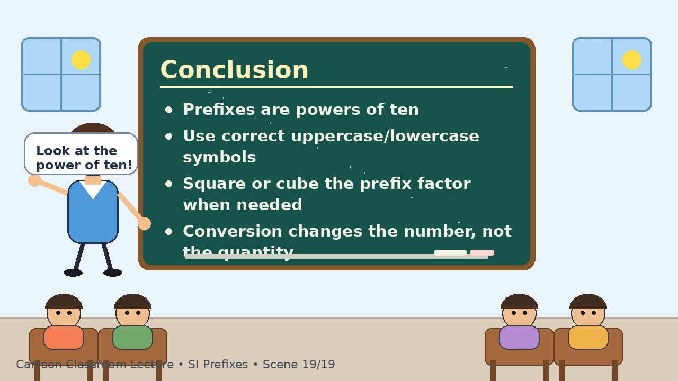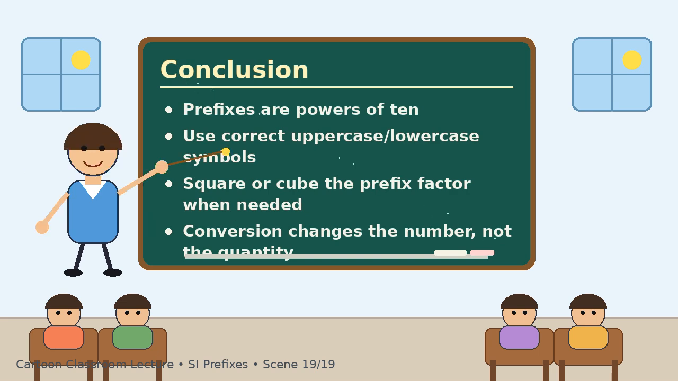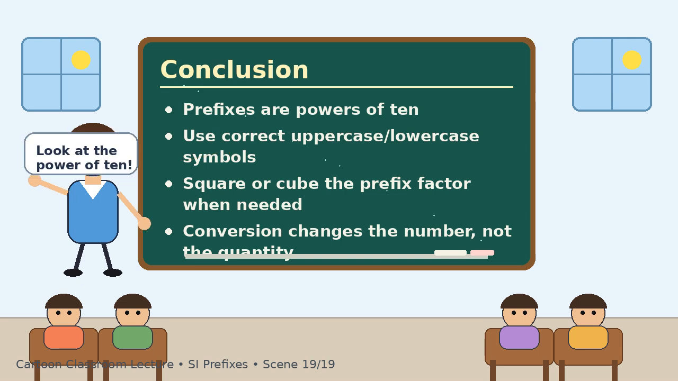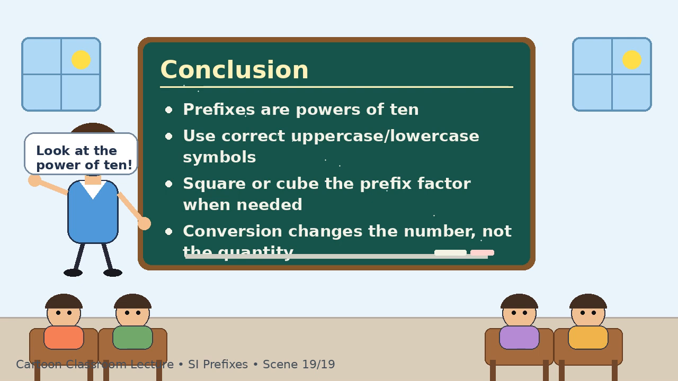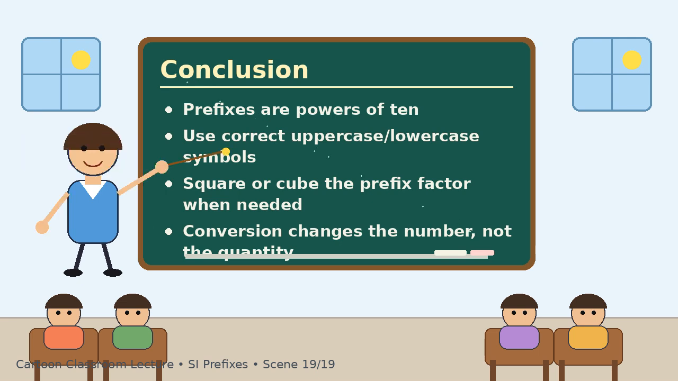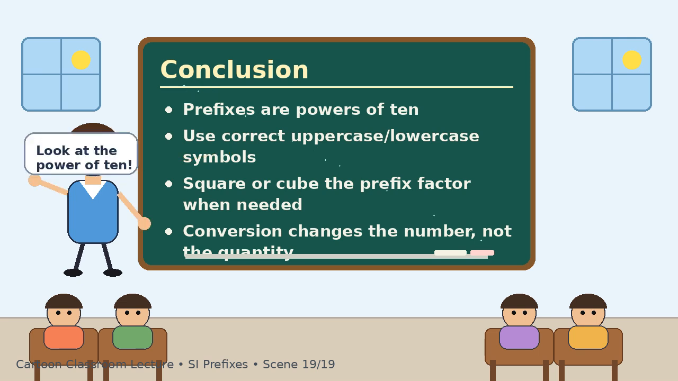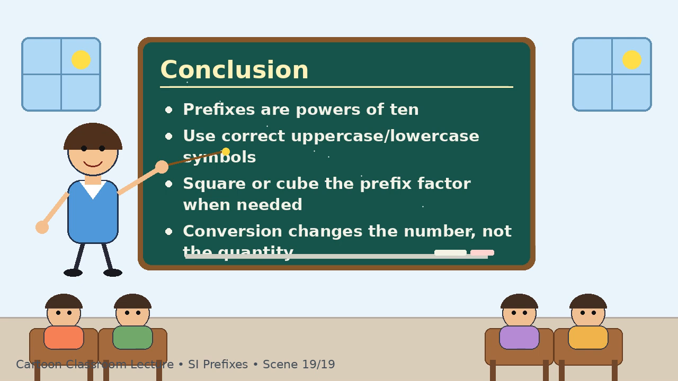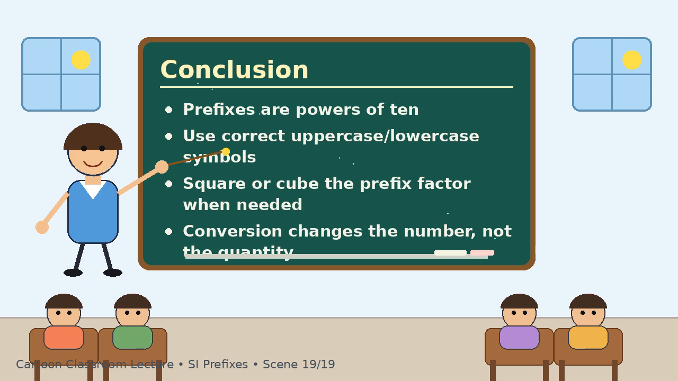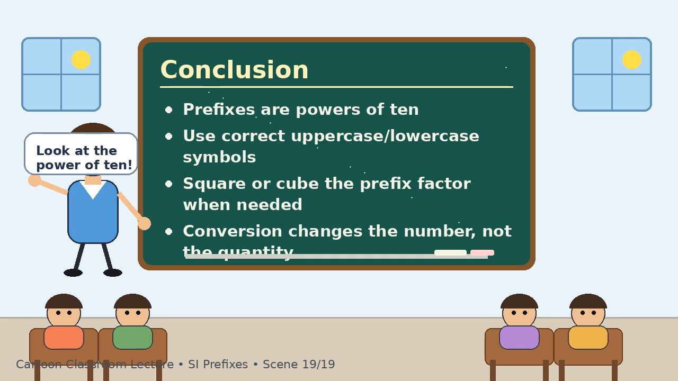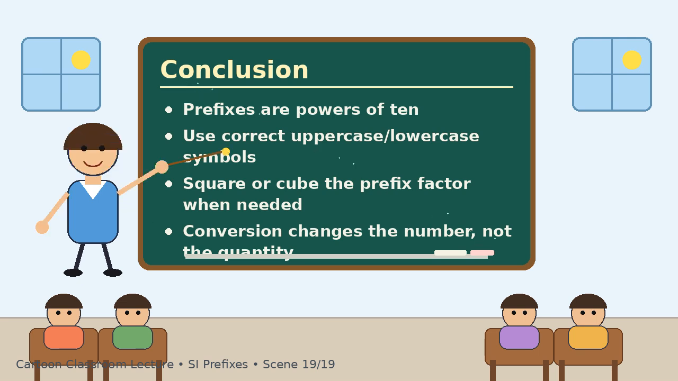In summary, SI prefixes provide a compact and systematic way to express very large and very small measurements. Every prefix represents a definite power of 10. The prefix symbol is attached directly to the unit symbol, while a space is placed between the number and the complete unit symbol. Prefix symbols are case sensitive, so capital and lowercase letters must be used carefully. When a prefix unit is squared or cubed, the prefix factor must also be squared or cubed. Most importantly, a conversion changes the numerical value and the unit, but it does not change the physical quantity.